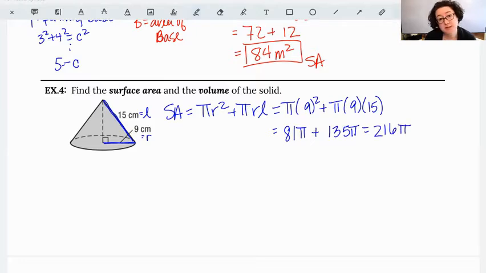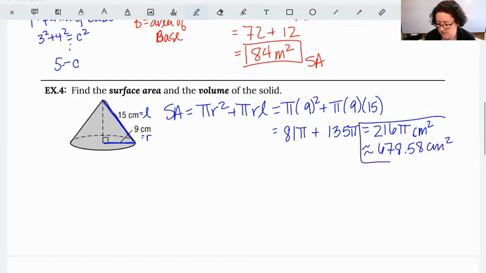And we are in surface area, so that means our units are squared, so centimeters squared. And then if I needed this as a decimal, now would be a good time to plug that in your calculator. And that should come out to 678.58 centimeters squared. So either of these would be a valid solution, just depends on how the problem asks for it. That's our surface area.